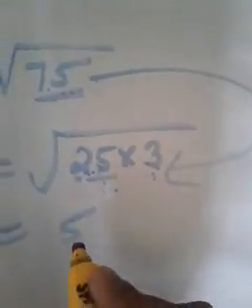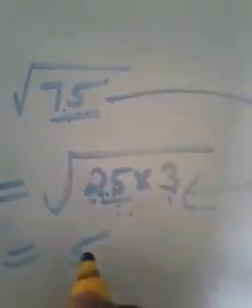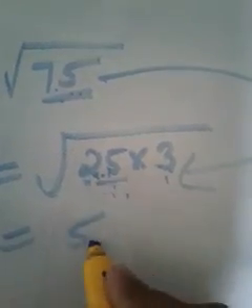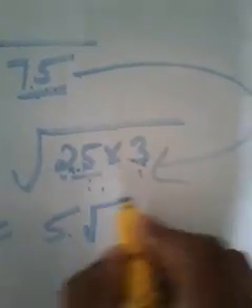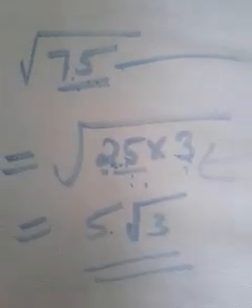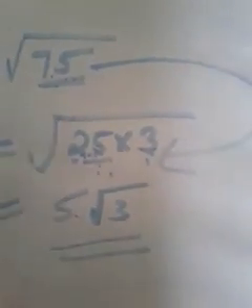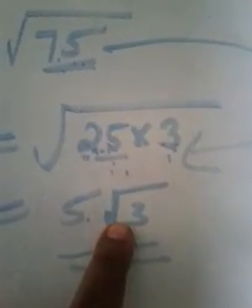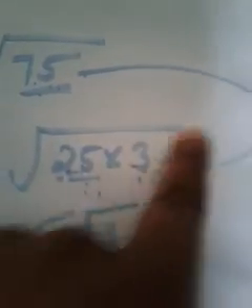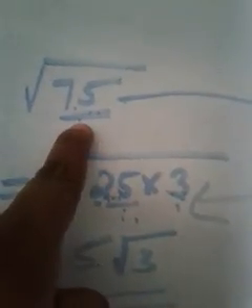5. See, I have to apply square root separately, no? What is square root of 25? 5. What is square root of 3? Square root of 3, because 3 is not a perfect square, so I cannot calculate square root of 3. That's why I have written square root of 3 itself. Once again, square root of 25 into 3 is nothing but square root of 75.